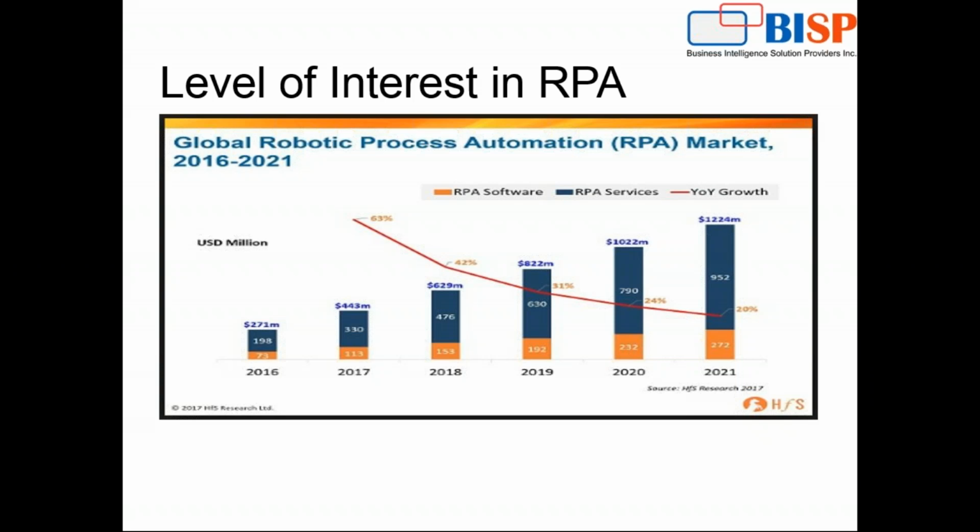If you look at the level of interest in RPA and the growth of RPA, in 2019, this is just an example I've taken, RPA is an $822 million industry, and the growth is very good, and the current opportunities in the RPA field are great. The salaries offered by companies for robotic process automation experts are touching the sky, and at the current moment RPA is a booming industry.